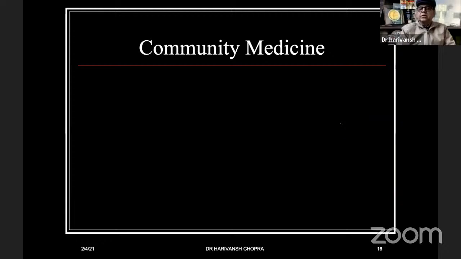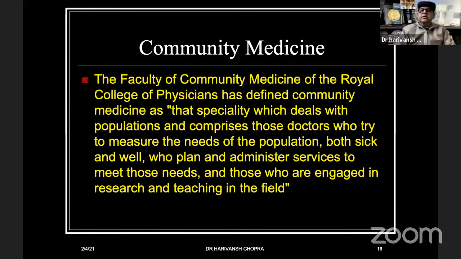Then we come to the word community medicine, and what is the definition? The Faculty of Community Medicine of the Royal College of Physicians has defined community medicine as that specialty which deals with the population and comprises those doctors who try to measure the needs of the population, those who plan and administer services to meet those needs, and those who are engaged in research and teaching in the field. It's a very, very tough definition, difficult to understand.